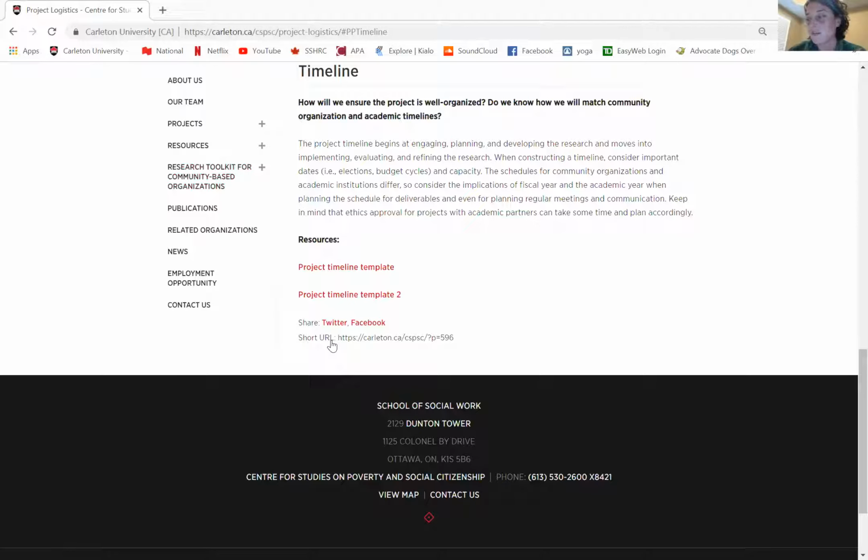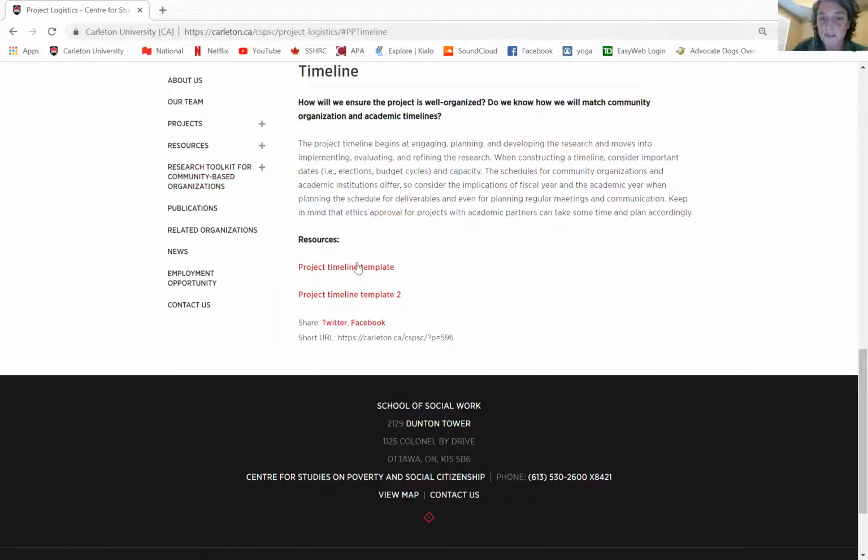So if the shelter was looking to have the provincial government fund this project, then we would all look at, well, if there was an election coming up, would it be important to get this research project done before then? So what are the different timelines that we need to look at? And so we'd be looking at the timelines for the planning of the research, the implementing of the research, and the evaluating of the research.